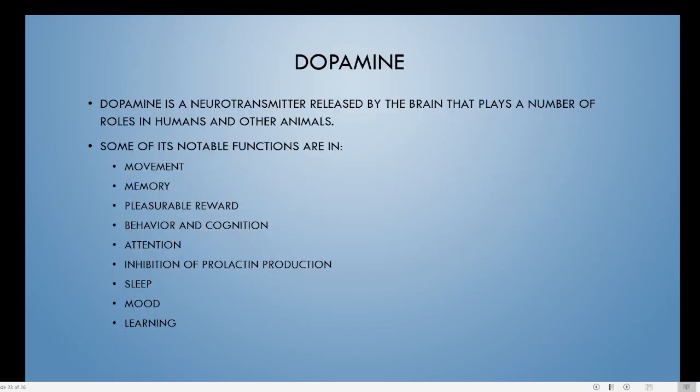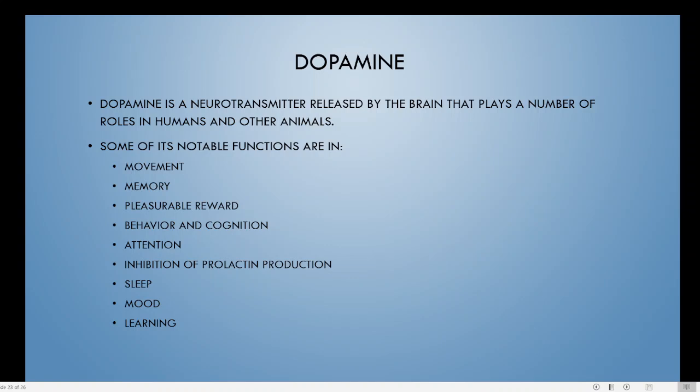Now, about two chemicals mentioned in your syllabus, one is known as dopamine. Dopamine is a neurotransmitter released by the brain that plays a number of roles in humans and other animals.